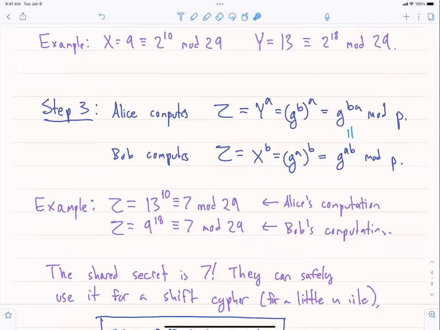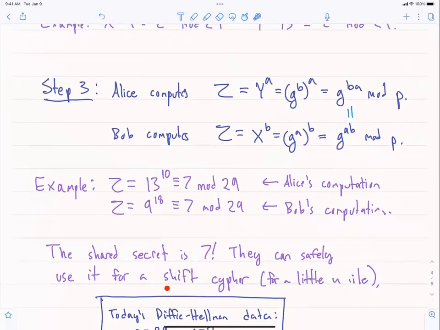But Eve, or anyone else listening, doesn't know this number 7 because only Alice knows little a and only Bob knows little b. And if you don't know little a and you don't know little b, then X and Y don't help you compute what the shared secret is. Okay. And because of that, now they have the shared secret, they can safely use it as a shift cipher, at least for a little while. They could send like 4 or 5 characters, no problem. And so no one's going to be able to crack what the shift is just based on those 4 or 5 characters.